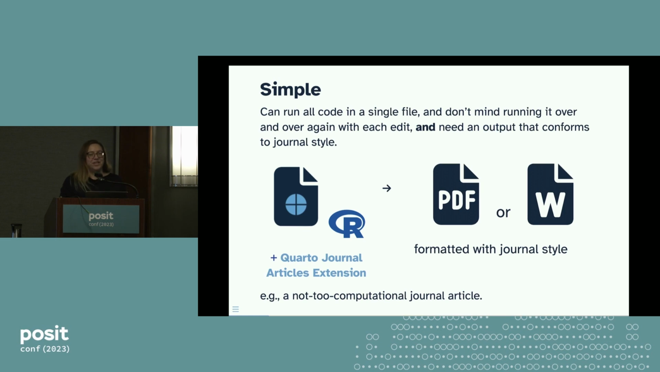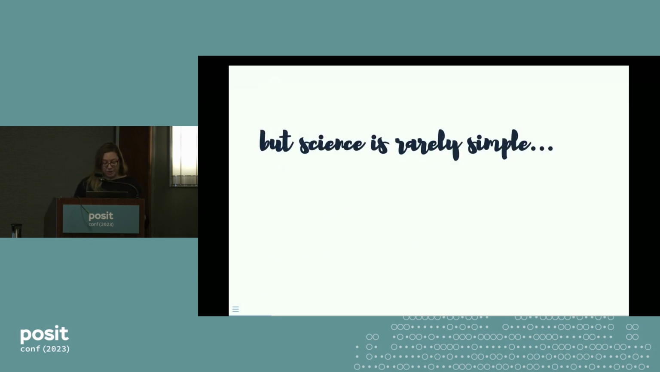We can again have a single Quarto document with just some R code in it. And with the help of the Quarto journal articles extension, I can output things to PDF or Word, and not just any PDF or Word, but a document that looks exactly like the journals I'm submitting my manuscripts to expect them to look like. But again, the code in here is, I'm going to say, simple enough. That's not to say the analyses are simplistic, but to say that I'm okay re-rendering this document every time I'm making edits, and this is a happy place to be too.